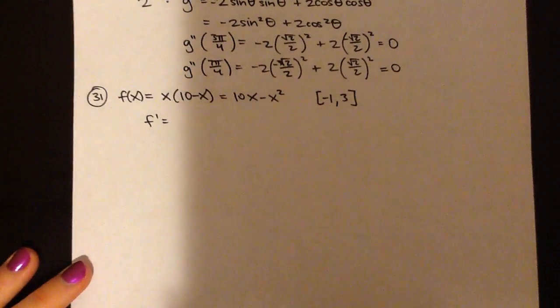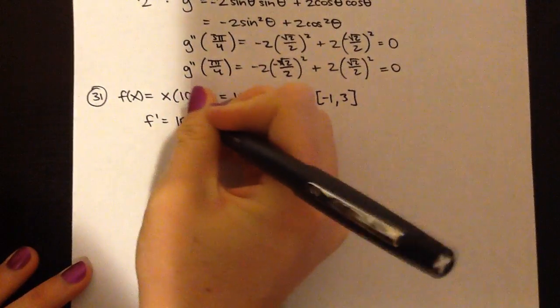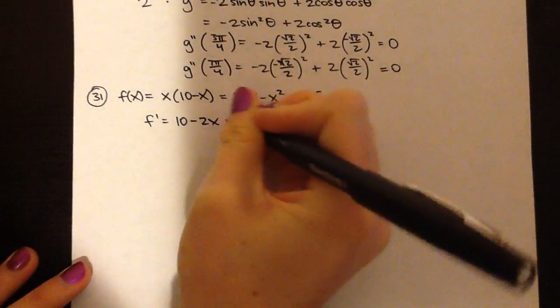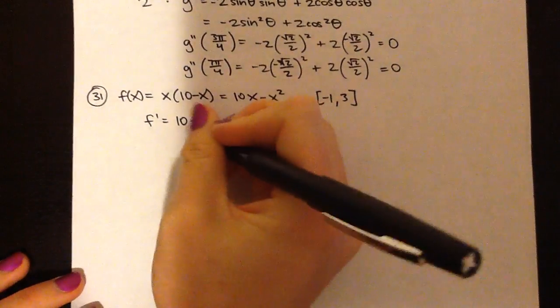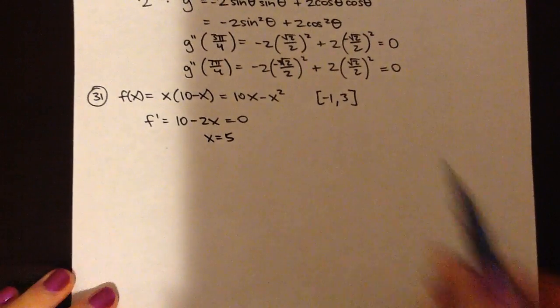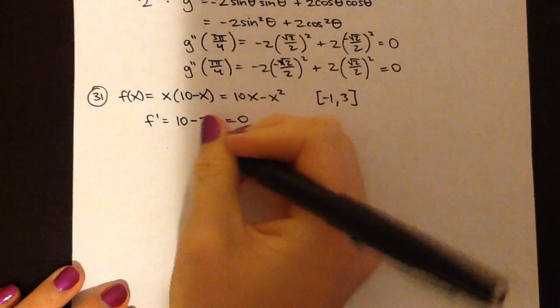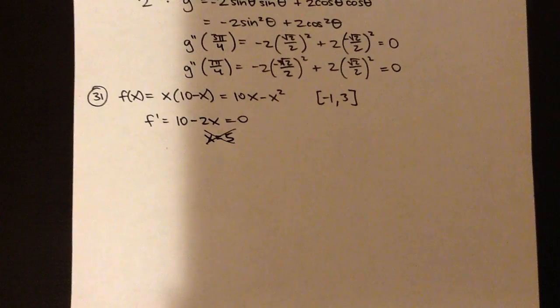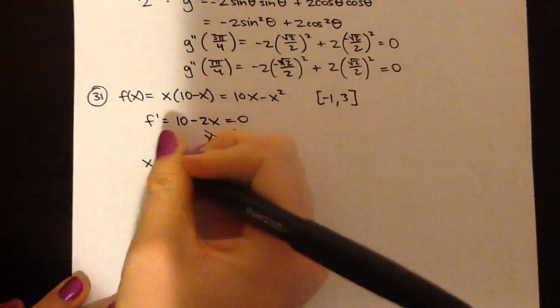So I start by finding my critical points, which I do by taking the derivative and setting it equal to 0. So my critical point that I come up with is 5. However, even though it is a valid critical point, it is not on this interval. So I don't use it at all. So I'm just going to test my endpoints. So I set up a little table.